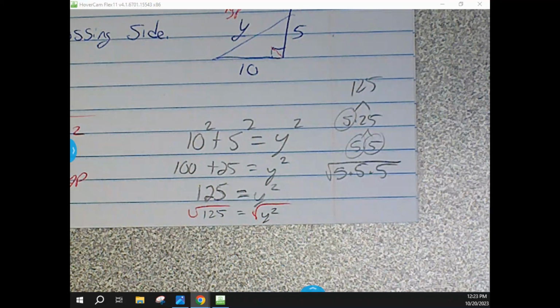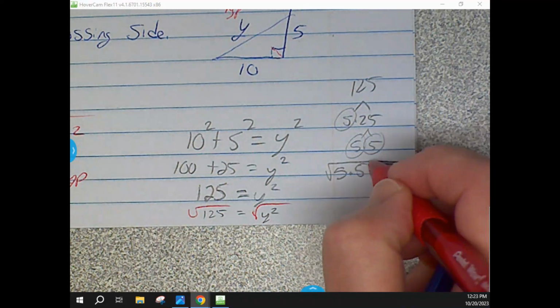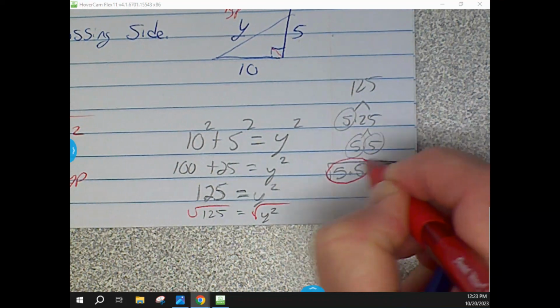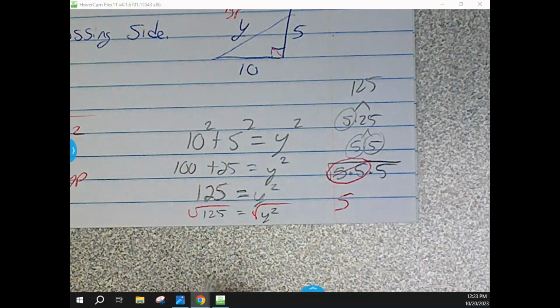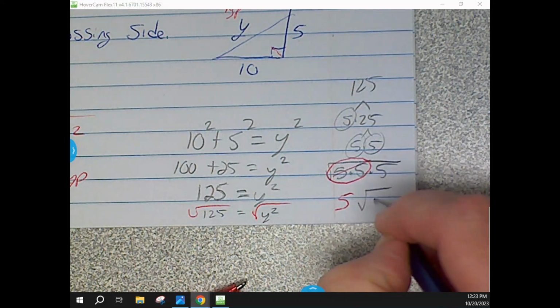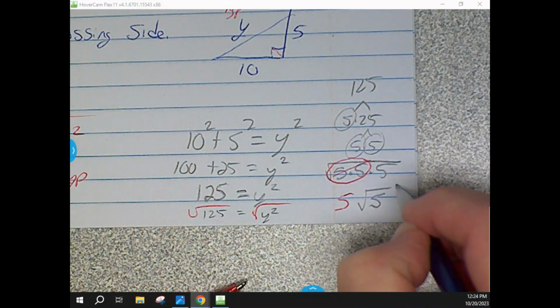Okay, so here's where your exit buddies come in. There's your buddies. You got a pair of 5s, so that means that 5 gets out. That other 5 doesn't have a buddy, so he stays on the inside.